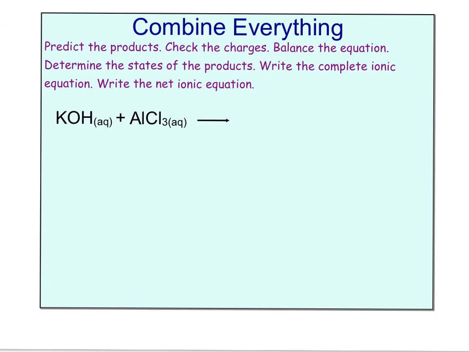All right, and now we can do absolutely everything. We can predict products from the other day. We can check the charges. We can balance the equation. We can do the states of matter. Then we can go ahead and write the complete ionic equation from that and the net ionic equation from that.